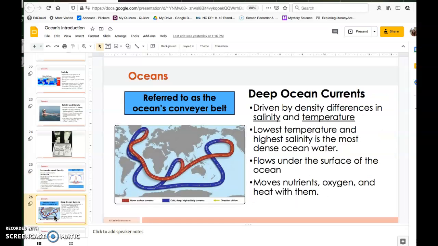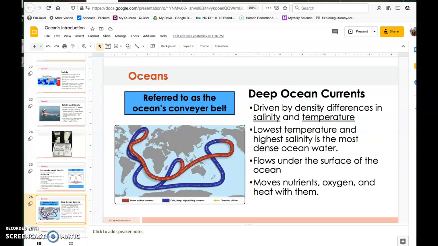What you have here is our deep ocean currents, also known as the global conveyor belt. This should look familiar to you, this diagram right here. It's the circling of ocean water, and this, my friends, is driven by the differences in salinity and temperature of the waters. Low temperature water and high salinity is the densest ocean water. So wherever I have lots of salt in my water and really cold water, I know that I have very, very dense water, meaning that it's down low.